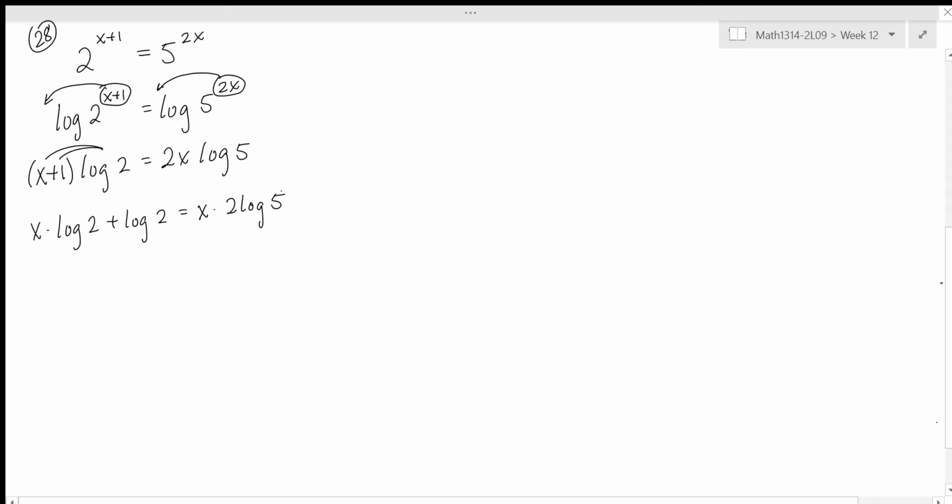Because 2 log 5, that's all number. So all of this is like the coefficient of x. All of that's number attached to the x. Okay, I forgot what I'm doing. Am I solving for x? I'm trying to solve for x, right?